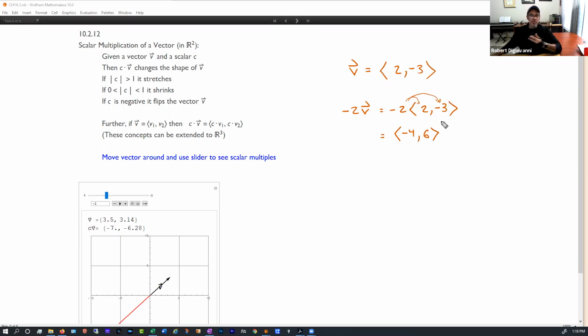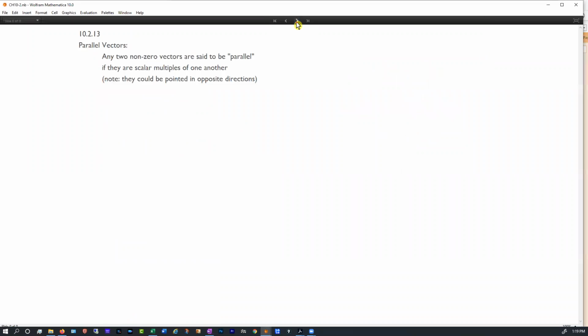Okay, so scalar multiplication is very straightforward in terms of the mechanics. You just distribute the number through. So -2v is this vector. It should be twice as long as this vector, but it should point in the opposite direction. Okay, scalar multiplication is nice, right? Yeah, it's very plain. Yep.